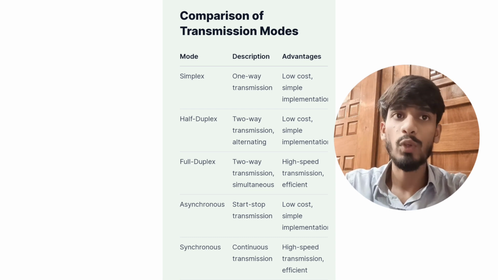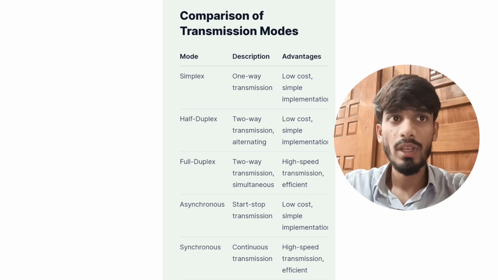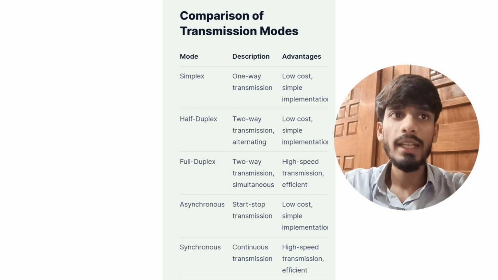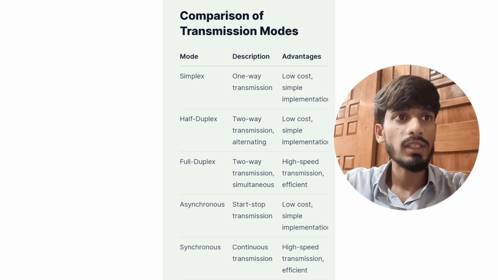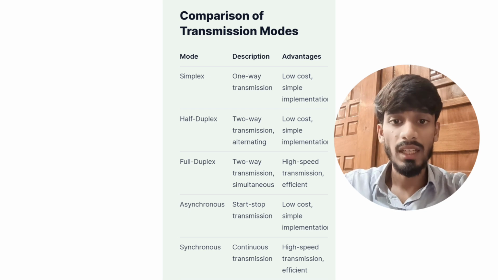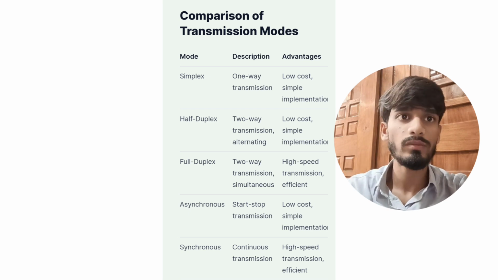Next is half duplex. In half duplex, two-way transmission takes place. What are the advantages of half duplex? It is low cost and simple implementation. What are the disadvantages? It has limited functionality and it gives a delay.